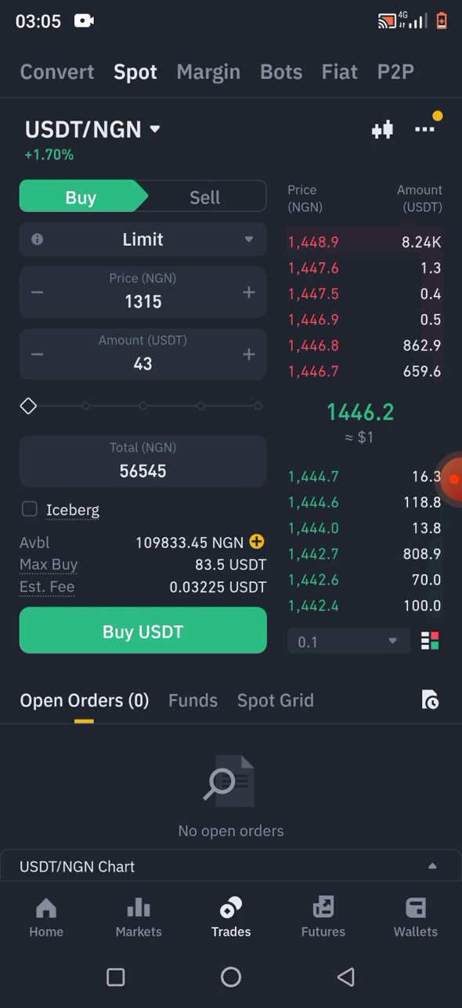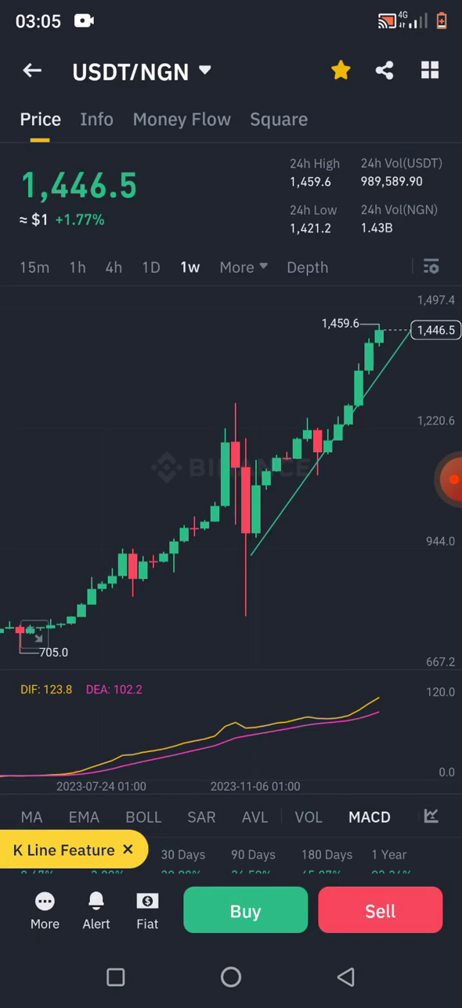Okay, so that's how to trade USDT and NGN arbitrage, right? So remember, you come to this chart. Now when you see a significant drop like this, you buy at this level. But remember, you need to have Naira on your Binance account, and I'll drop a video to teach you how to deposit Naira via deposit fiat.